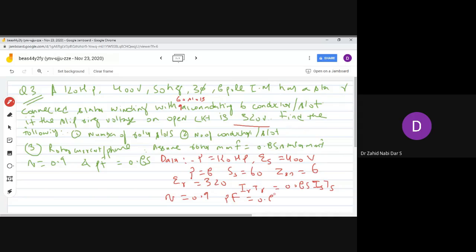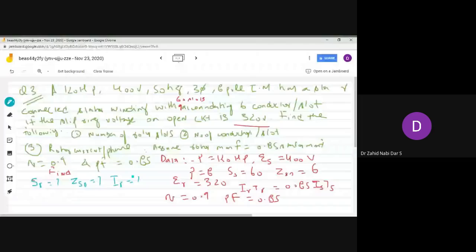So how do you go about this problem? See, what you have to find is the SR value. Another thing you have to find is the conductors per slot, that is ZSR. Like here it was 6, there you have to find that value. You have to find the value of IR, the rotor current. Okay, these are the things that you have to find.